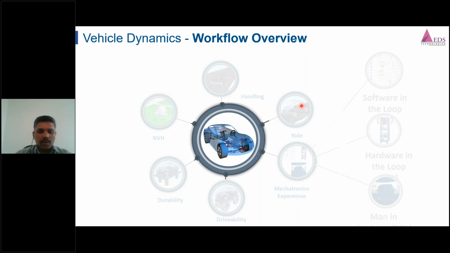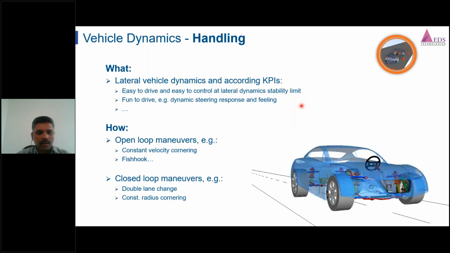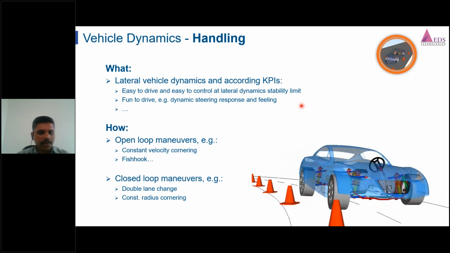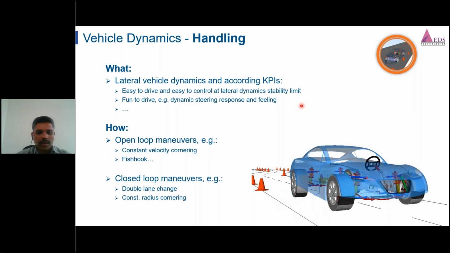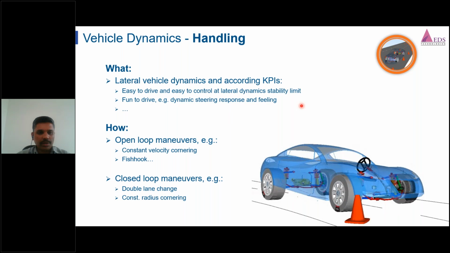So typical workflows in the vehicle dynamics application areas, I will explain in the next slide. First is the handling. This means the assessment of the lateral vehicle dynamics and according KPIs. Typically, a vehicle should be easy to drive and easy to control at the lateral dynamics stability limit. It should also be fun to drive. For instance, dynamic steering response and steering feeling should be convenient.